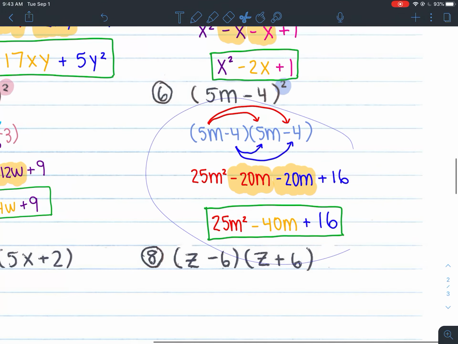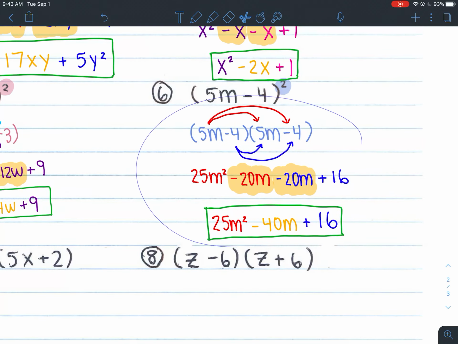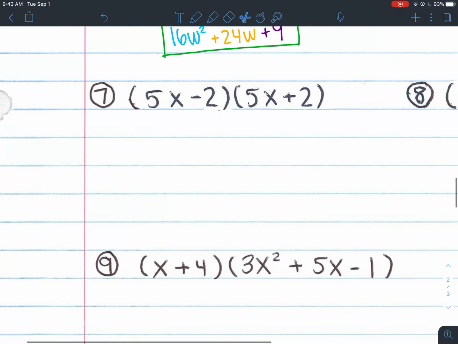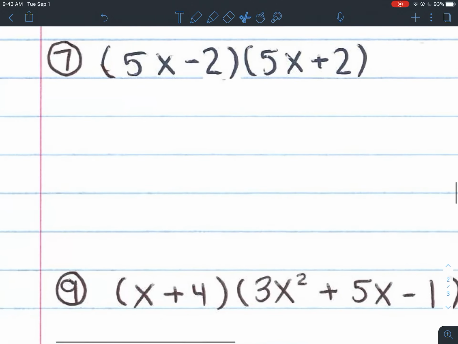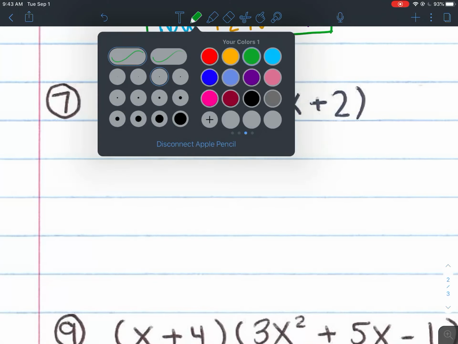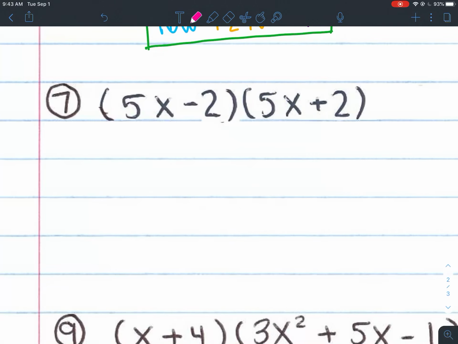And I am going to make this a little bit smaller, so I have room for number 8. Okay. Number 7, all right. So we have 5x minus 2 times 5x plus 2. Now this is a normal binomial times a binomial, so I would double distribute, right? So we call it double distribution because if you had only a single thing, you would distribute a single time. But because we have two terms in the first set of parentheses, you're going to have to distribute twice because there's two different terms in it. So I'm going to go ahead and start, okay?